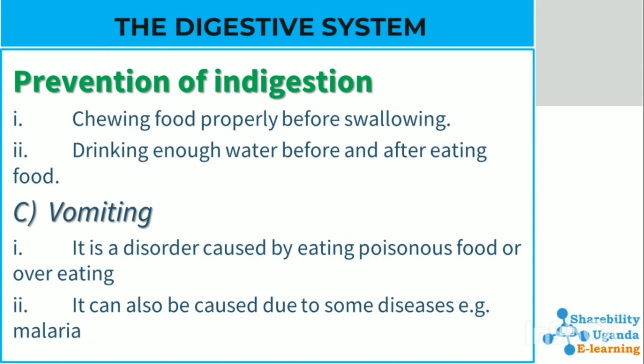Another disorder is vomiting, which is caused by eating poisonous food or overeating. It can also be caused by some diseases, e.g. malaria and ulcers, among others.